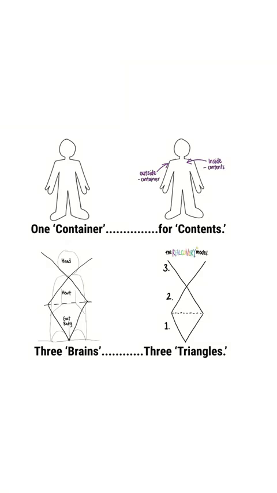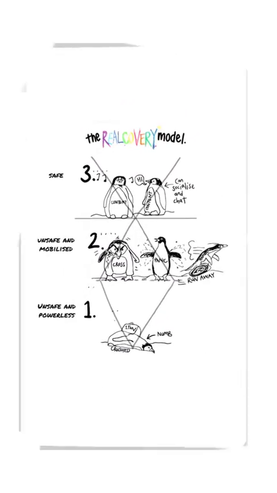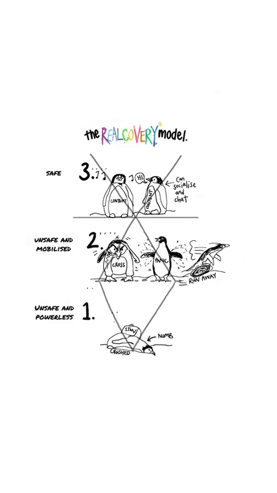Not only that, but patterns of 3 are something that travel throughout human lives. So we have past, present, future. We have beginning, middle, end. We have all sorts of stuff like that. Thoughts, feelings, behaviour, to give some examples. We can personalise the Realcovery Model to represent anything we need it to in relation to ourselves and to our lives around us.